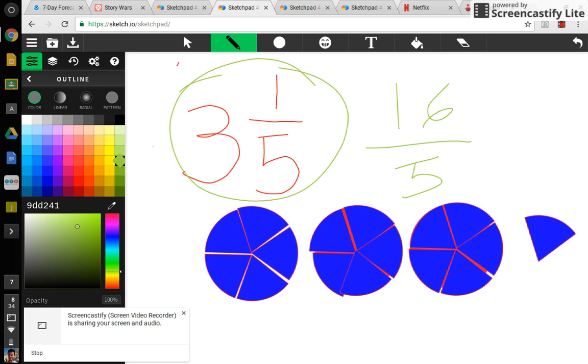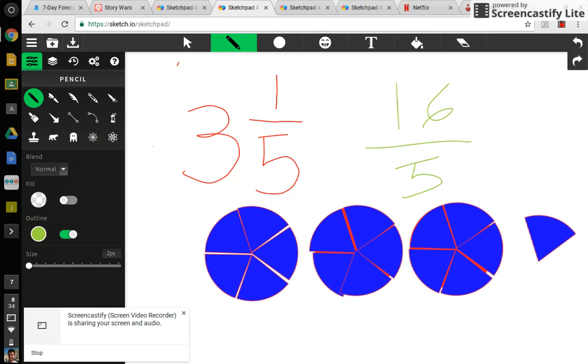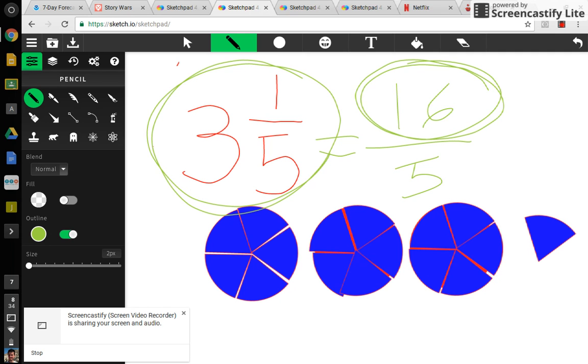All right? So notice how in my first number here, the main thing that we are focusing on is our whole number, our 3. That's because before we were counting the number of pizzas. But now we are counting the number of fifths. We can see that we have 16 fifths. These amounts are equal. It's just we're counting something different. This here is our mixed number version, and this here is our improper fraction.